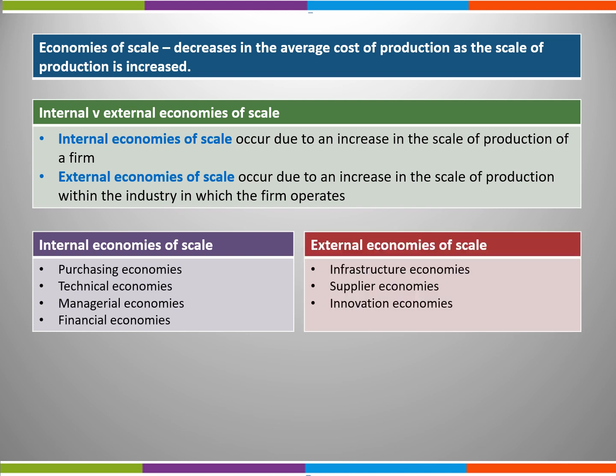External economies of scale occur due to an increase in the scale of production within the industry in which the firm operates. There are a variety of external economies. Some of these include infrastructure economies. The government is willing to invest in transport, internet, power, perhaps other utilities to meet the needs of growing industries. Supplier economies occur where suppliers and labour specialise as the rewards are much greater in a growing industry. Innovation economies occur when firms invest in product and process development to meet the needs of the growing industry.